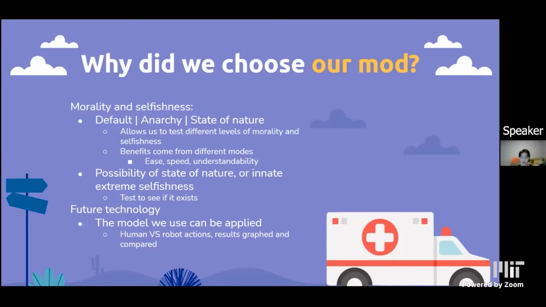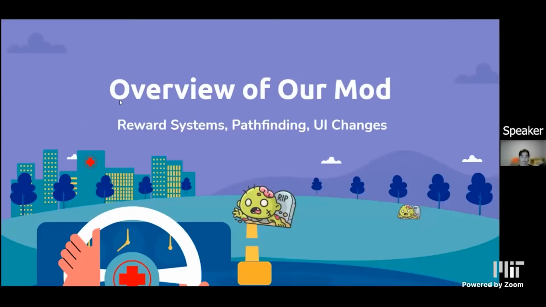This is going to be helpful to know if we ever want to apply to the real world. And finally, this is also a pretty good framework that we can apply in future jobs in our career, because the human versus robot actions allows us to see the direct ethics and the direct statistical results and compare. So now we have an overview of our mod, which includes reward systems, pathfinding, and UI changes.